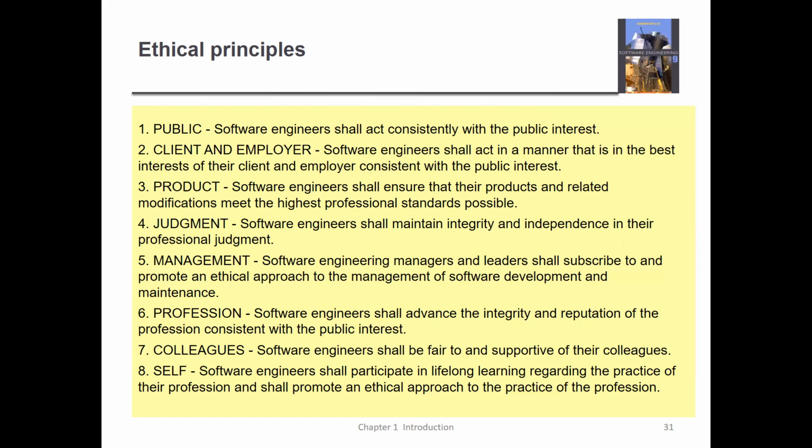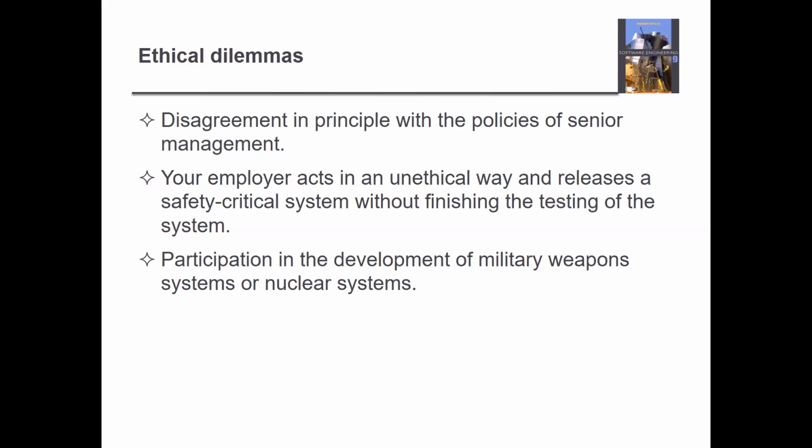So what about the last two? Colleagues and self. Colleagues: software engineers shall be fair to and supportive of their colleagues. And as the final principle, self: software engineers shall participate in lifelong learning regarding the practice of their profession, and shall promote an ethical approach to the practice of the profession.